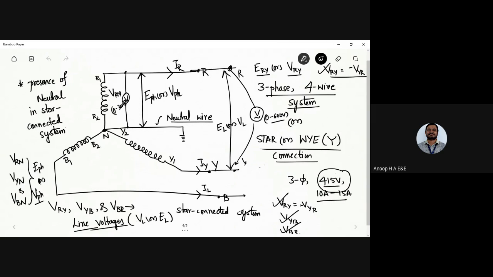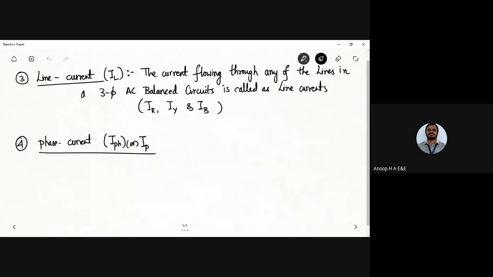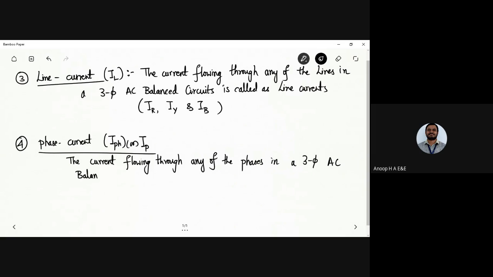Now the same thing with the phase current. The current flowing through any of the phases in a three-phase balanced AC circuit is called phase current.